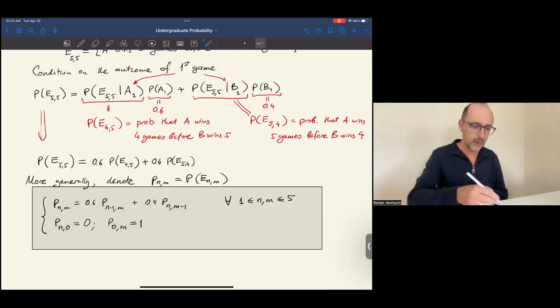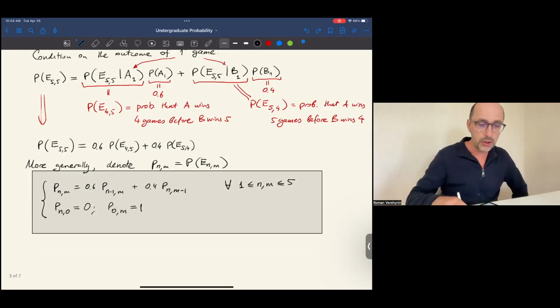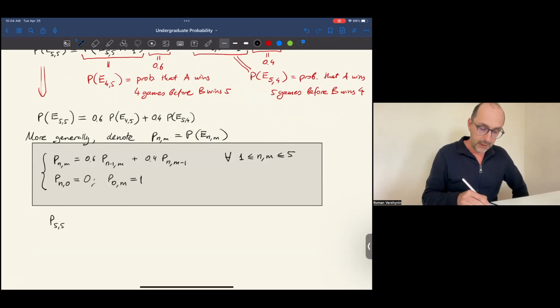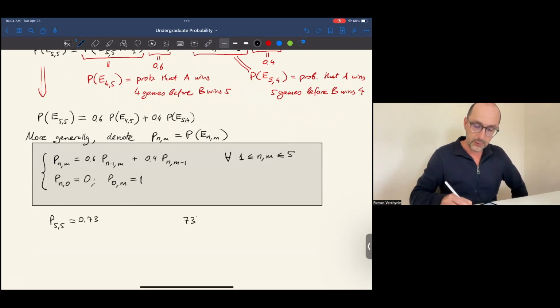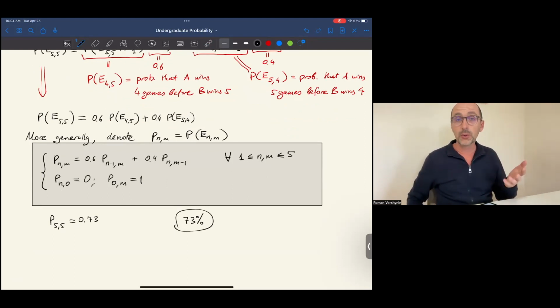Try to do it. Either way, whether you solve it on a computer or you solve it by iteration, you will get P55 is 0.73. So team A wins with probability 73%. As we predicted, it's a little above 50%. We solved a particular instance of the problem of points. You may want to read about this fascinating problem a little bit more.